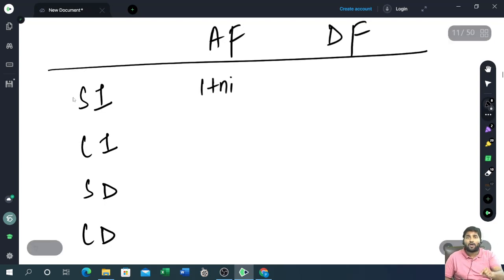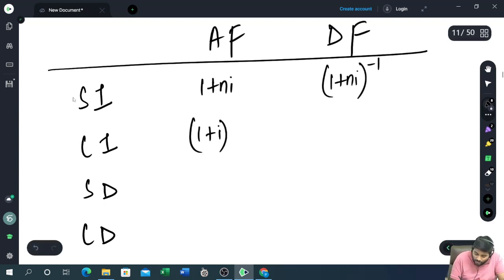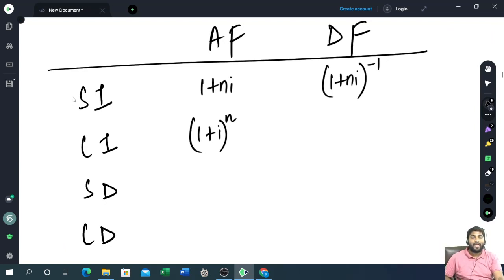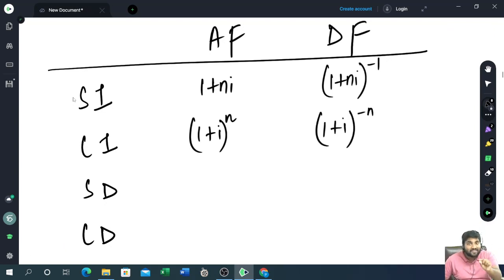Okay. Now, just now, we have studied that discounting factor is 1 by accumulation factor. So, it will be 1 plus NI to the power minus 1. Okay. For compound interest, what should be multiplied with present value to get accumulated value? The answer is 1 plus I whole to the power N. And 1 by accumulation factor is what? 1 plus I whole to the power minus n. You might be given simple interest or compound interest, and you might be told to calculate the discounting factor. It can happen. Okay?